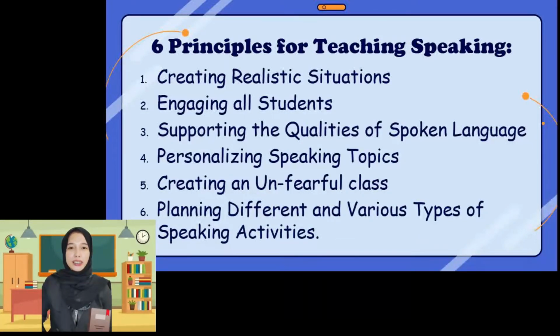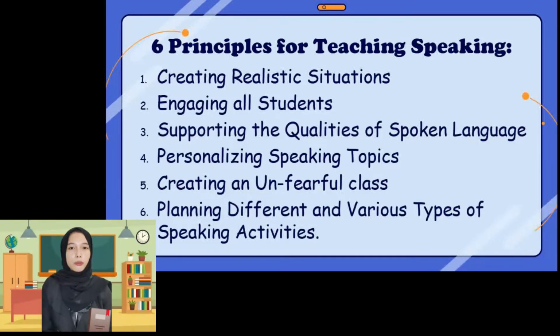The second one is to engage all the students when teaching speaking. The teacher should see the classroom as a community. So the students should communicate with each other and not only with the teacher. The teacher should think of ways to engage all the students and make them speak with a reason to do so.